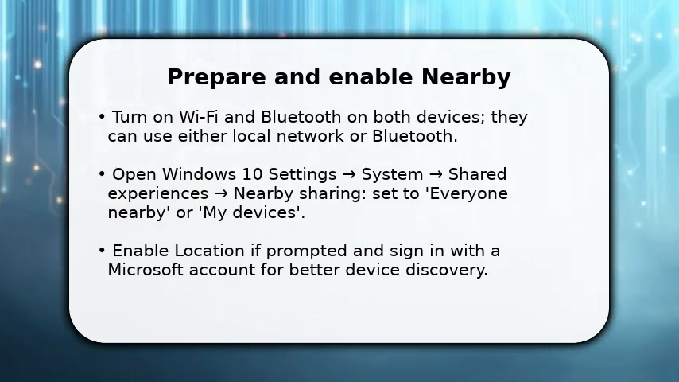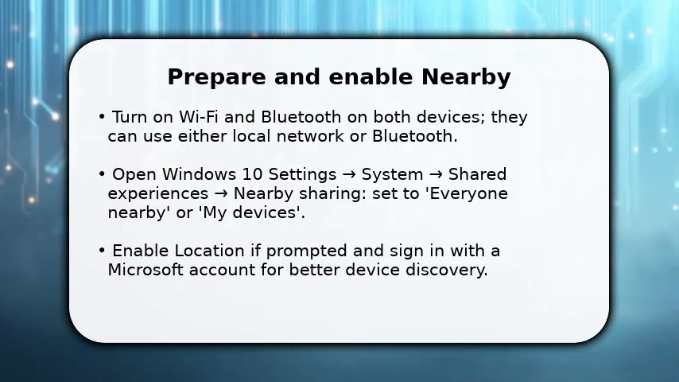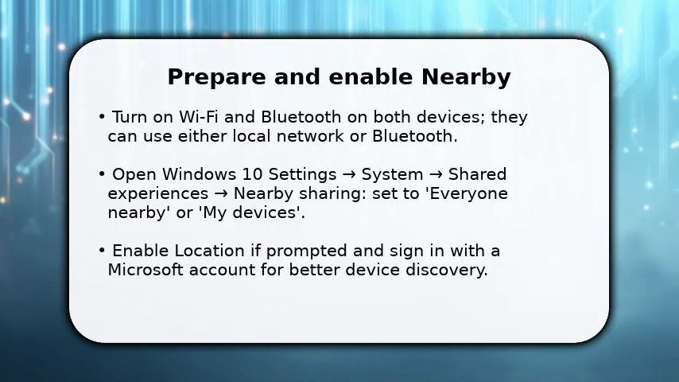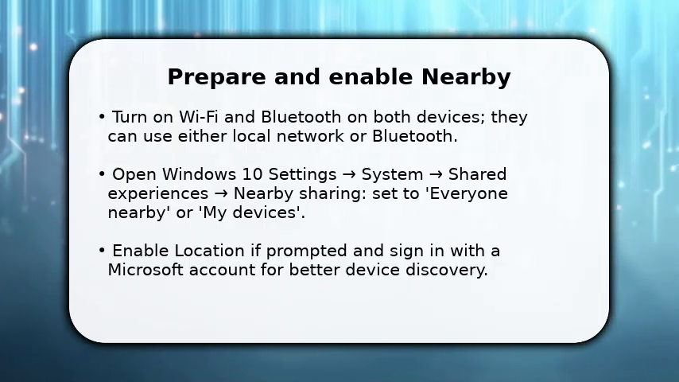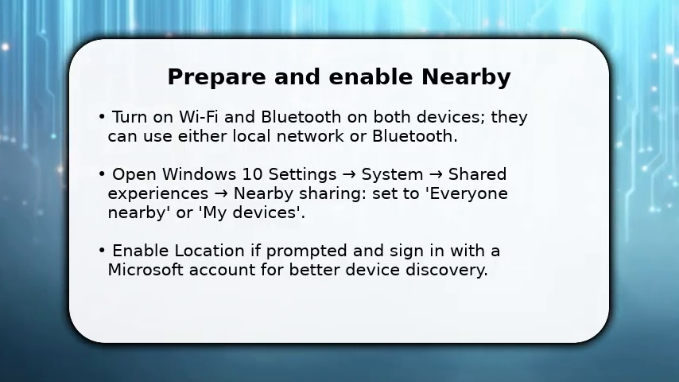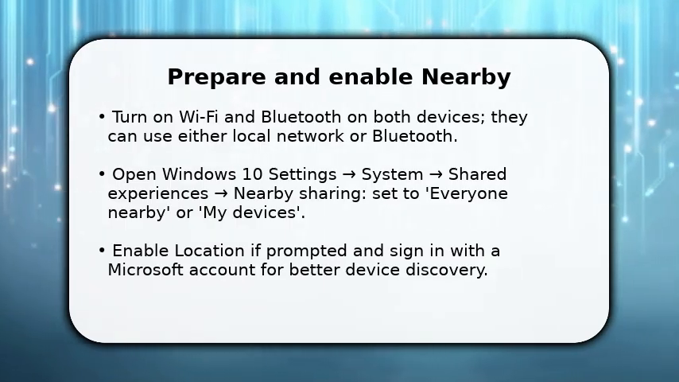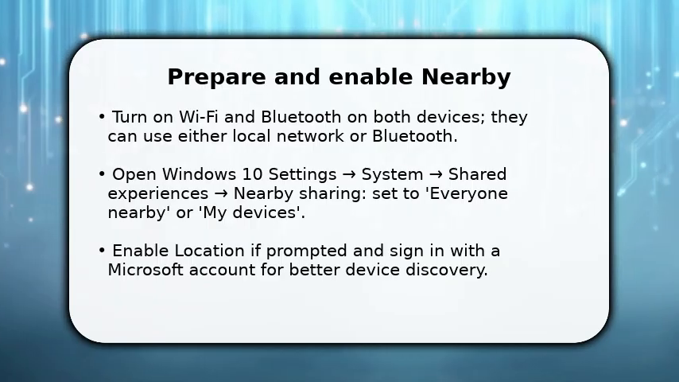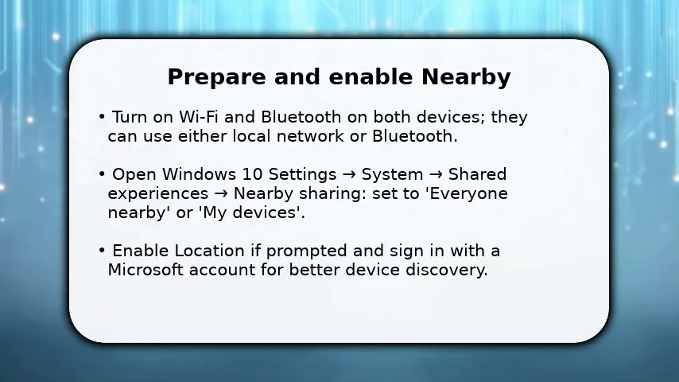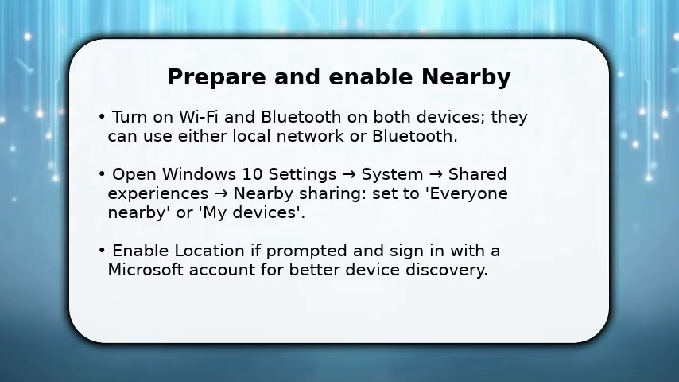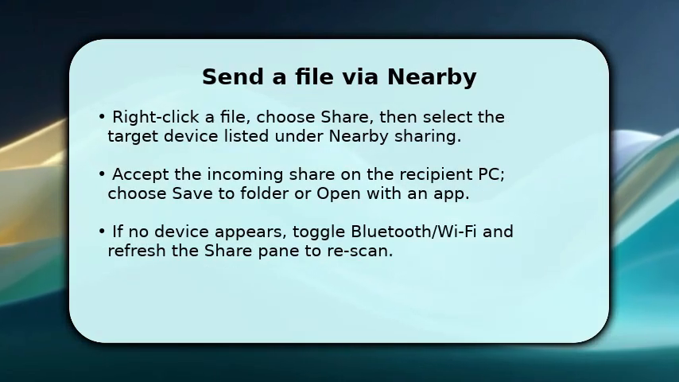Then open Settings, go to System, choose Shared Experiences, and switch Nearby Sharing on. Pick Everyone Nearby if you want the broadest visibility or My Devices to restrict it. Once done, confirm both PCs show as discoverable under Quick Actions or the Share pane so you can move straight into sending files. Now perform the transfer.